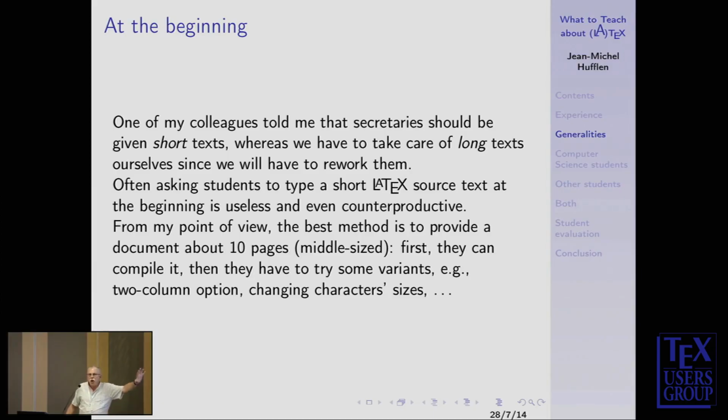For example, some section, and they can compile it, then can try some variants, for example, 1 colon, 2 colon, changing the size of character, but at the beginning, the best technique is to emphasize this possibility of changing because of a new requirement, because of a new version, or some other problem.